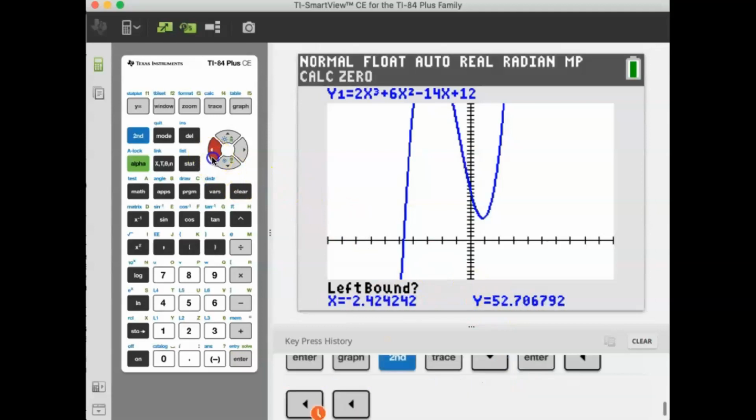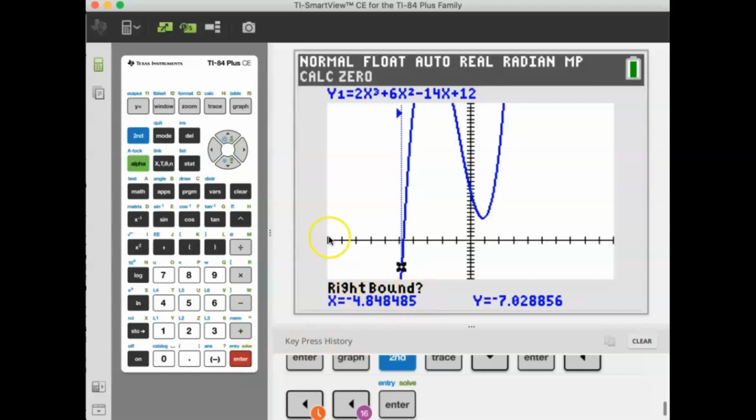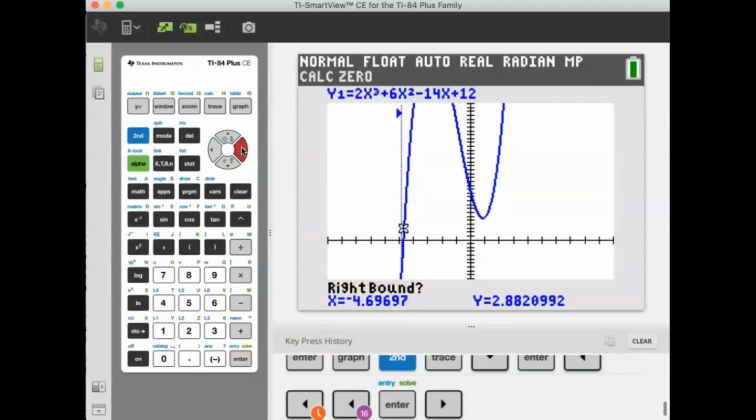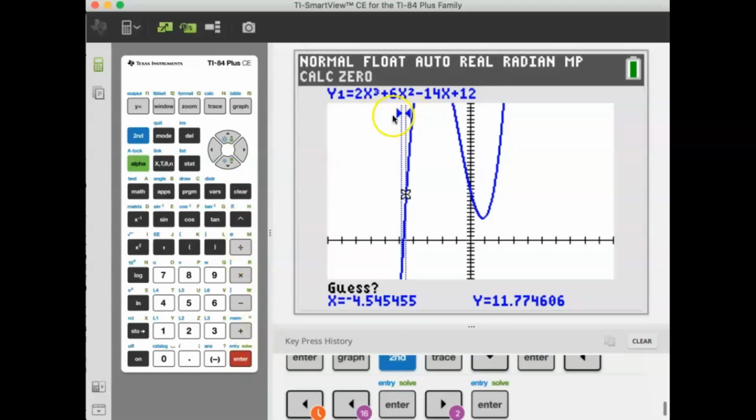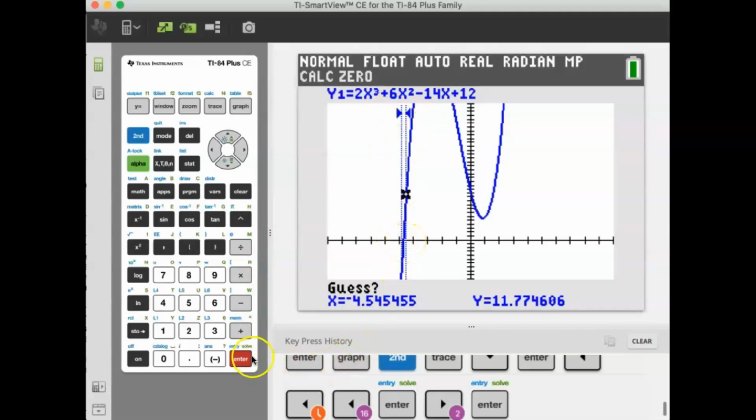I'm going to arrow to the left until that cursor is to the left of the 0 of the x-intercept. And then I'm going to press enter. My calculator is then going to ask me for a right boundary. So I just need to be above it, and I'm going to press enter. Above it because that's to the right of where that x-intercept is located. It then asks me with these arrows and these dashed lines, is this the area that you want me to search in? And I'm going to hit enter one more time to execute.